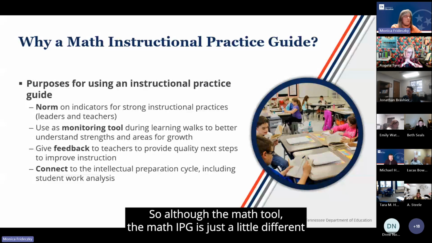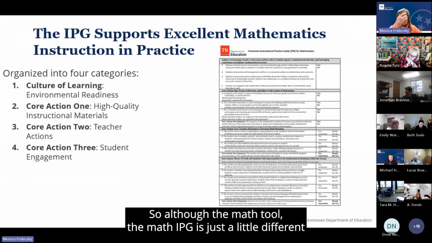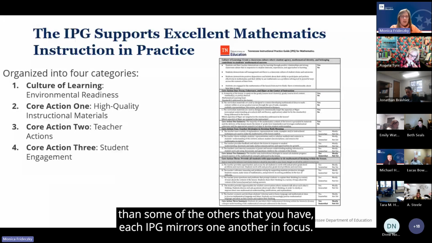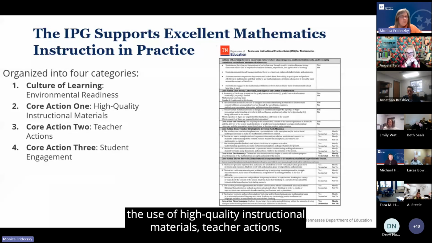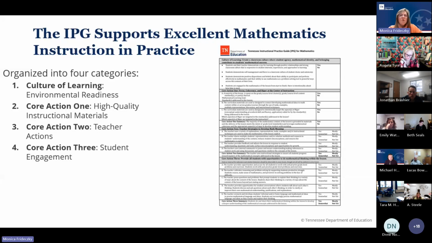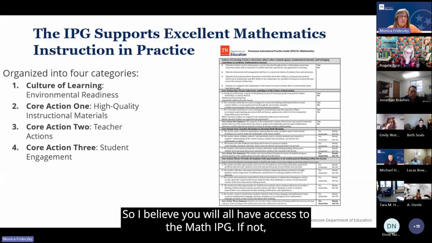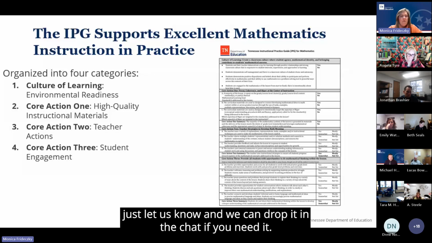So although the math IPG is just a little different than some of the others that you have, each IPG mirrors one another in focus. That is, they all have the culture of learning, the use of high quality instructional materials, teacher actions, and student actions. So I believe you all have access to the Math IPG. If not, just let us know and we can drop it in the chat if you need it.